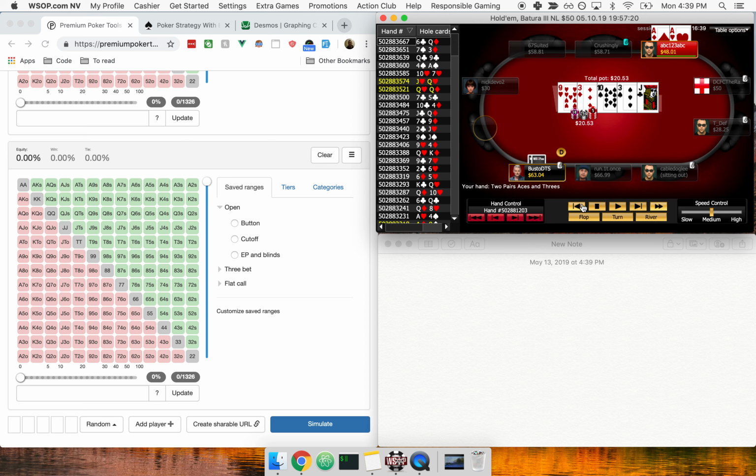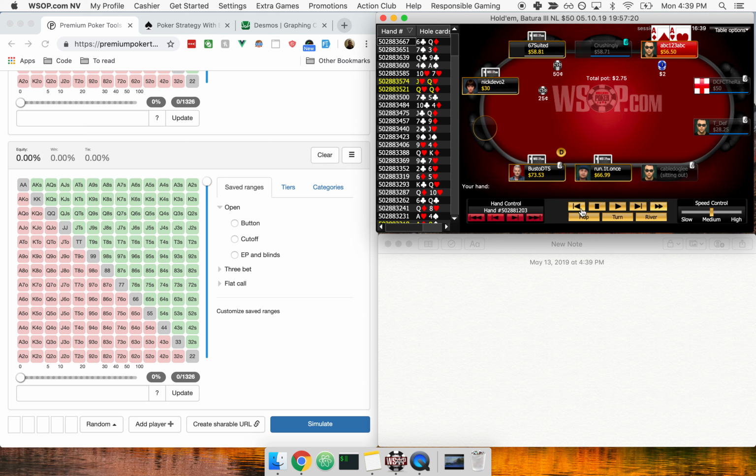I want to talk about this hand that I played, and how to go about making this decision here, where we have pocket aces and we're facing a bet on the river. So let's go over this hand.